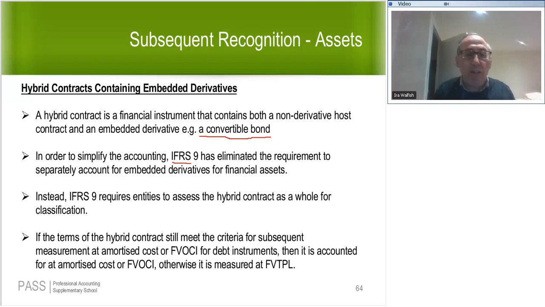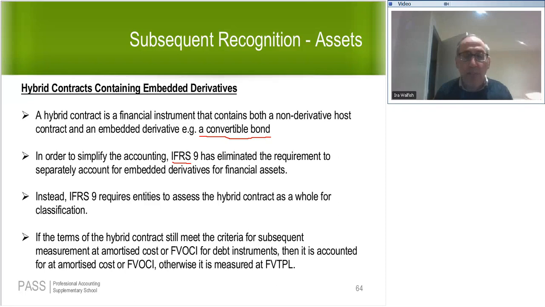At the end of the day, if the terms of the hybrid contract still meet the criteria for subsequent measurement at amortized cost or FVOCI for debt instruments, then we would account for it at amortized cost or FVOCI. Otherwise, we'd account for it at FVTPL. I gave you the example earlier: if I bought a convertible bond, it probably wouldn't meet the conditions to treat it as amortized cost or FVOCI, because the cash flows would be dependent to some degree on share price. Therefore, I would end up treating it as FVTPL.